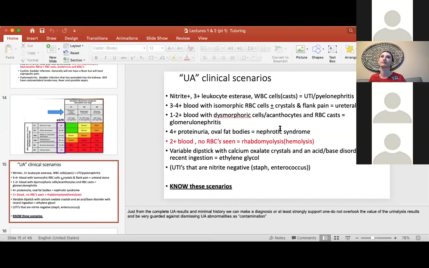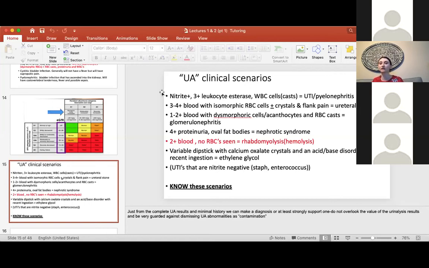All right, so here are some scenarios. I would 100% know all of these scenarios. This is like looking at the dipstick that I said we would probably talk about. If we have positive nitrites, leukocyte esterase, and then white blood cell casts, what we're looking at: leukocyte esterase is the dipstick version of white blood cells in the urine.